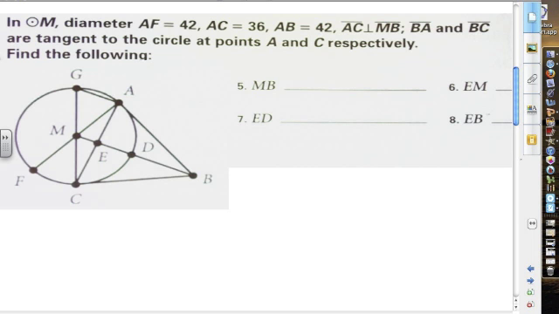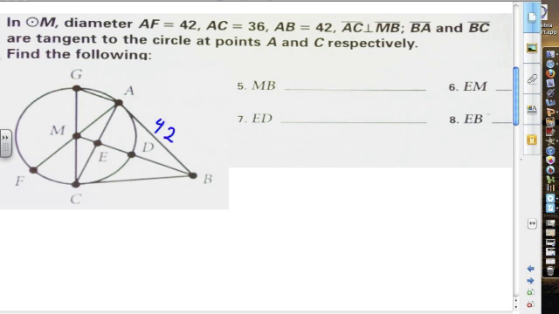In circle M, diameter AF is 42. AC happens to be 36. AB happens to be 42. AC is perpendicular to MB. BA and BC are both tangents to the circle at points A and C respectively. Wow, that's a lot of information there. Okay, so I'm going to take that information and put it up here.